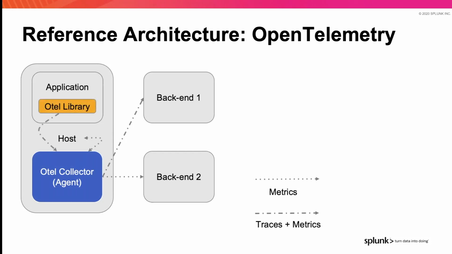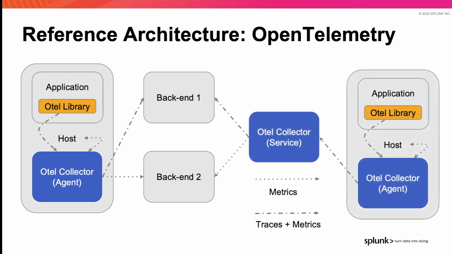And that agent can send data to multiple sources. The application has a library, either auto-instrumented or as a library that you do need to connect in, that talks to the agent that sends data. And it could send the metrics only, or it could send the traces and metrics. And in the near future, it could send traces, metrics, and logs.